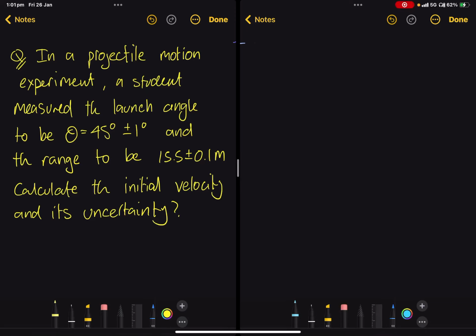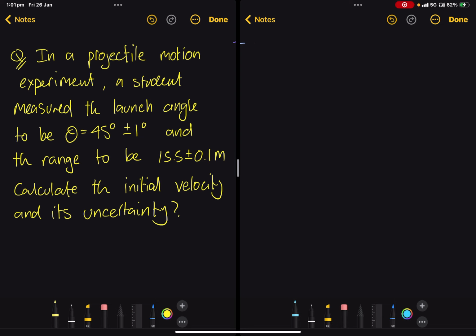So we're going to take a look at another projectile motion question here. This time the question reads, in a projectile motion experiment, a student measured the launch angle to be theta equals 45 degrees plus minus 1 degree and the range to be 15.5 plus minus 0.1 meters. Calculate the initial velocity and its uncertainty.